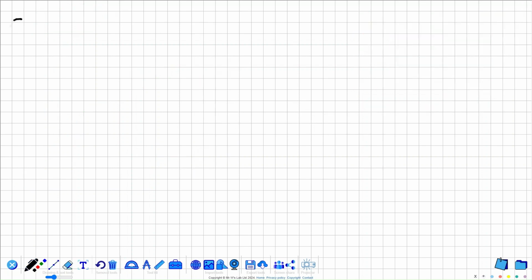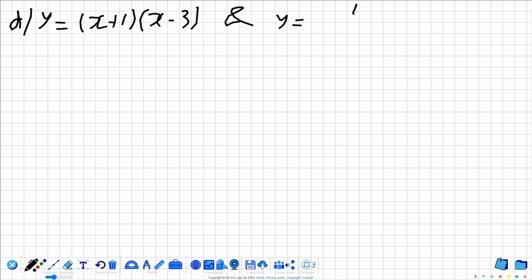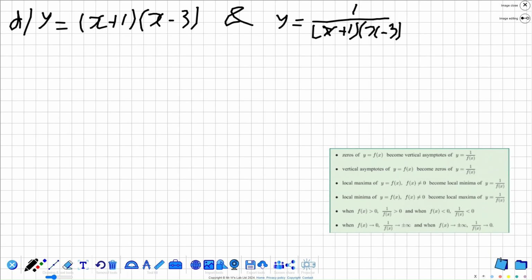Alright, so the next question, we've got a little bit more of an interesting one. We've got y equals (x plus 1)(x minus 3), and we also have y equals 1 over (x plus 1)(x minus 3). And so this graph is going to need a decent amount of space.